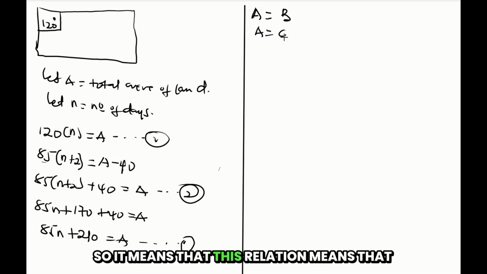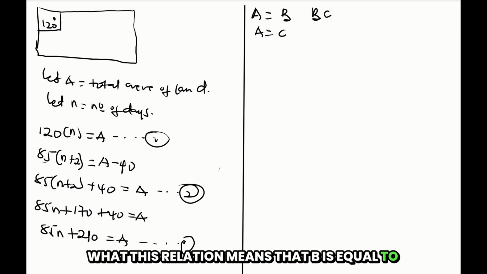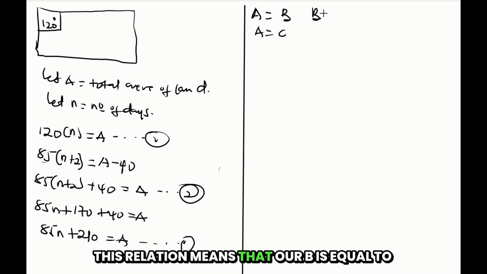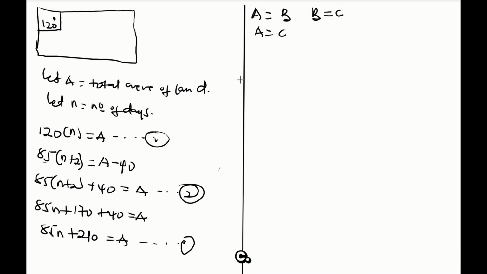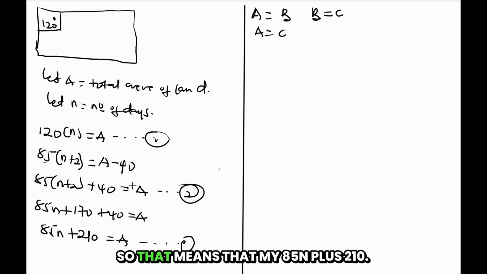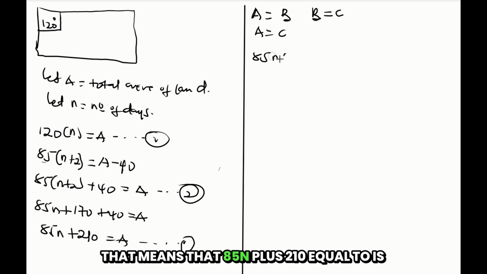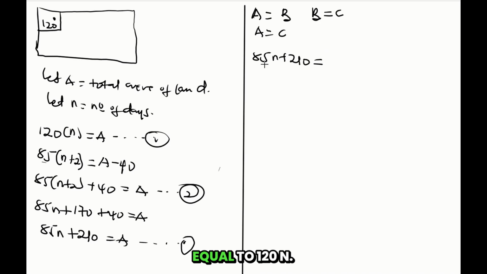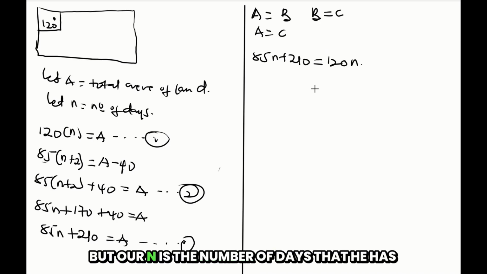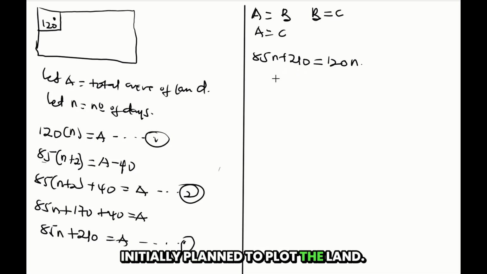So what does this relation mean? This relation means that B is equal to C. That is all that is happening. So that means that 85n plus 210 is equal to 120n. But our n is the number of days that he has initially planned to plow the land.